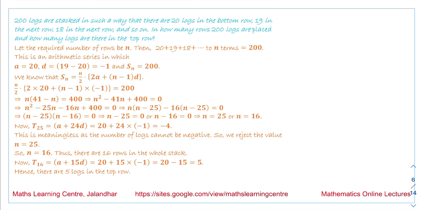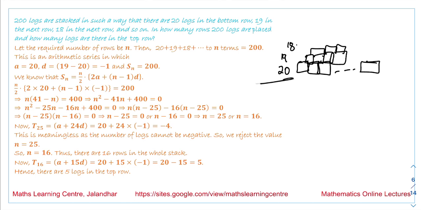Next is: 200 logs are stacked in such a way that there are 20 logs in the bottom row. Suppose there are 20 logs in the bottom row. Above it there are 19 logs. Next there are 18 logs, and the total number of logs we have is 200. In how many rows are the 200 logs placed?